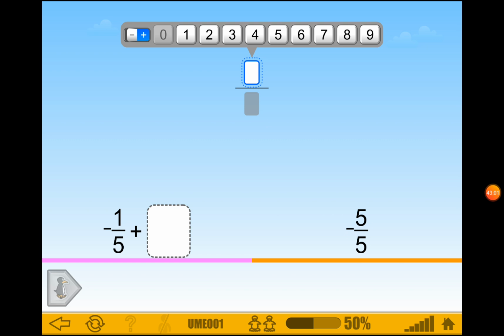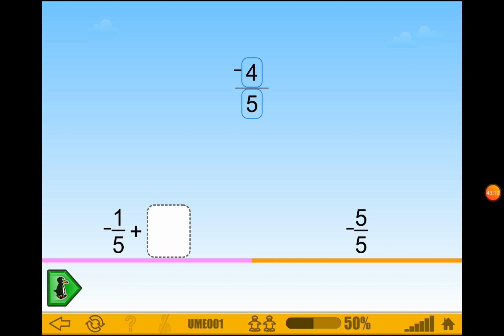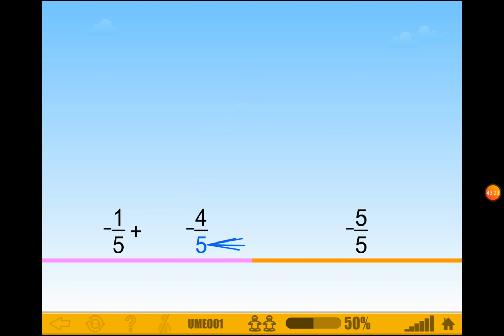Now we have this one. So this would be negative 4 over 5, because negative 1/5 plus negative 4/5. So negative 1 plus negative 4, which would be negative, I mean negative 5, and then the denominator stays the same. So it would just be negative 1, or negative 5 over 5.